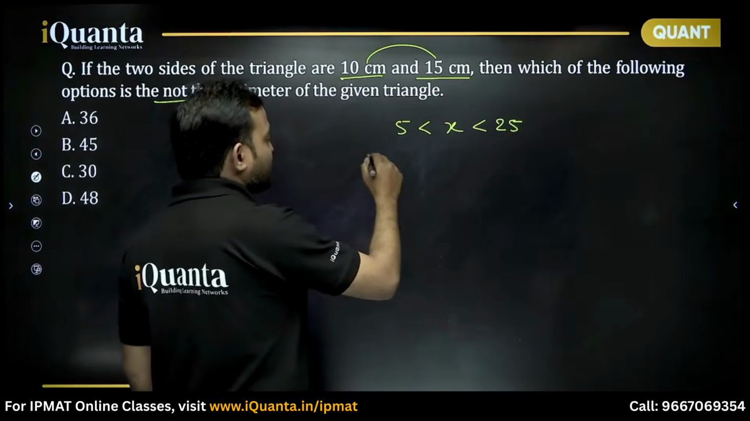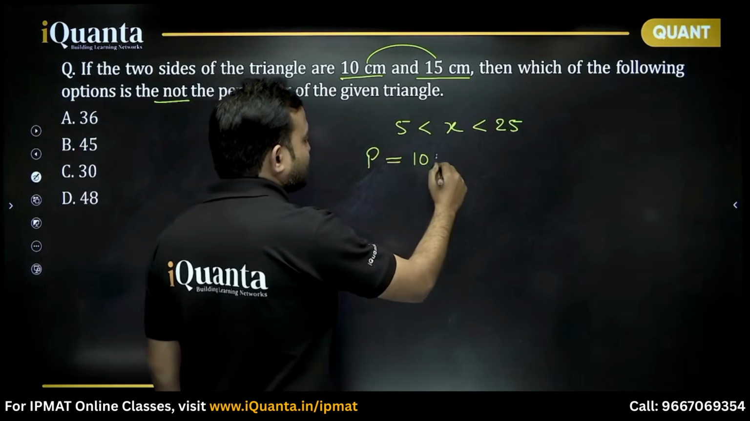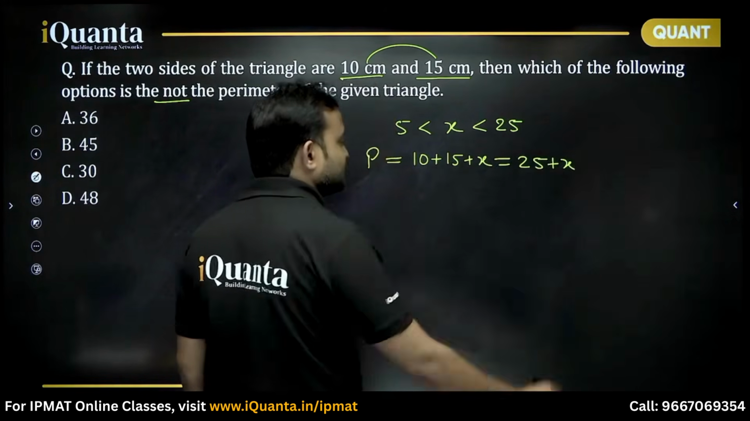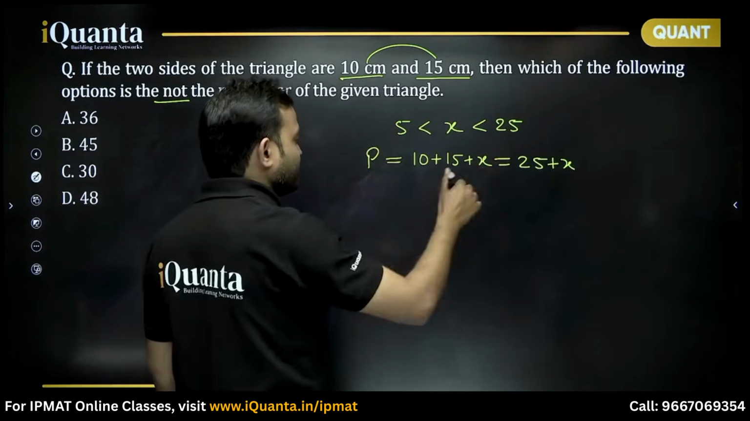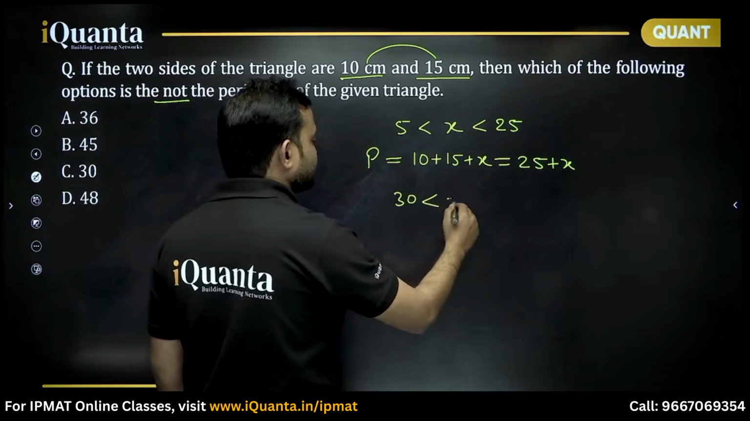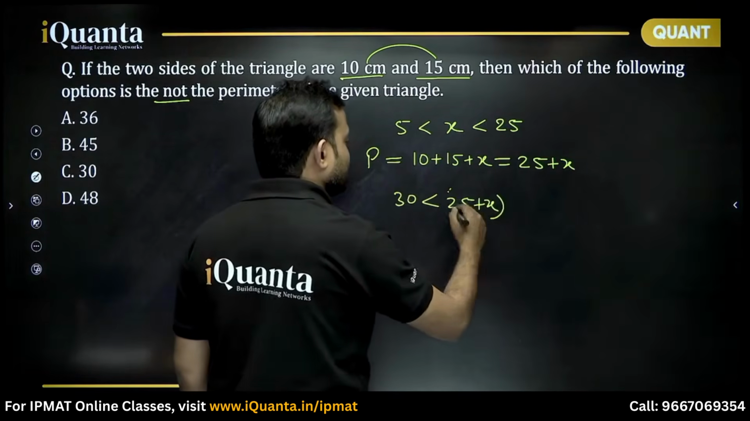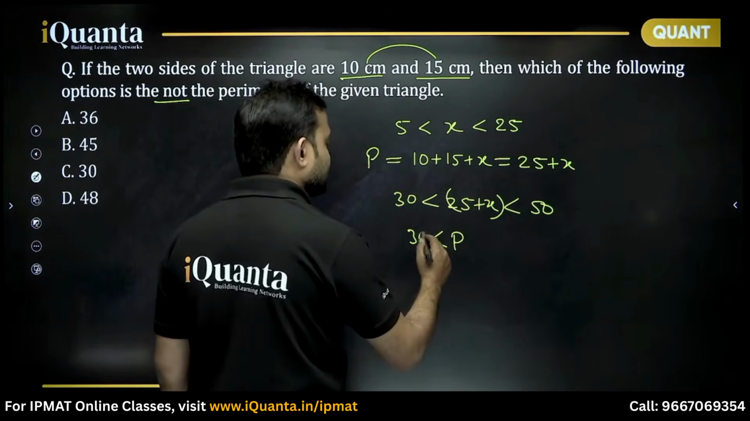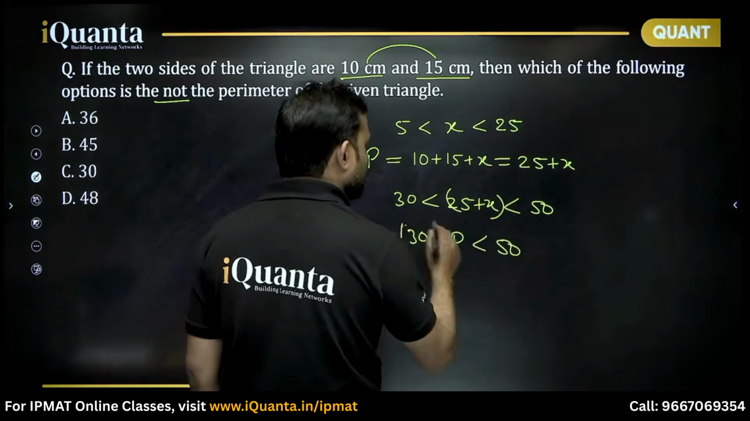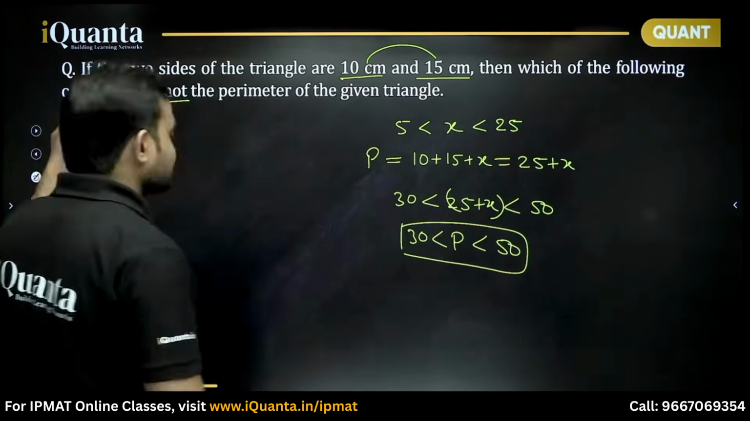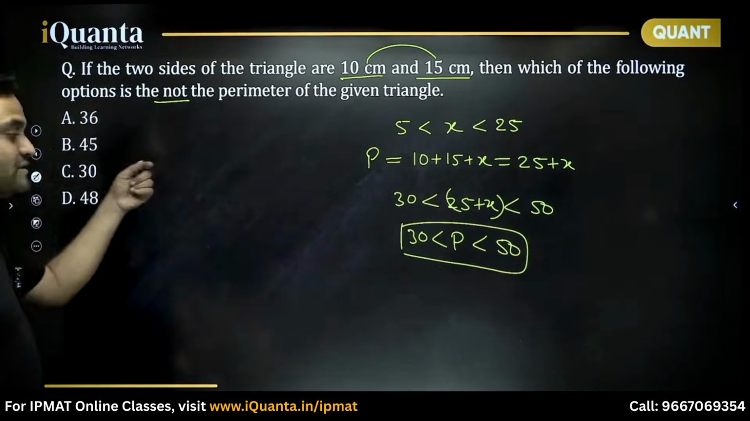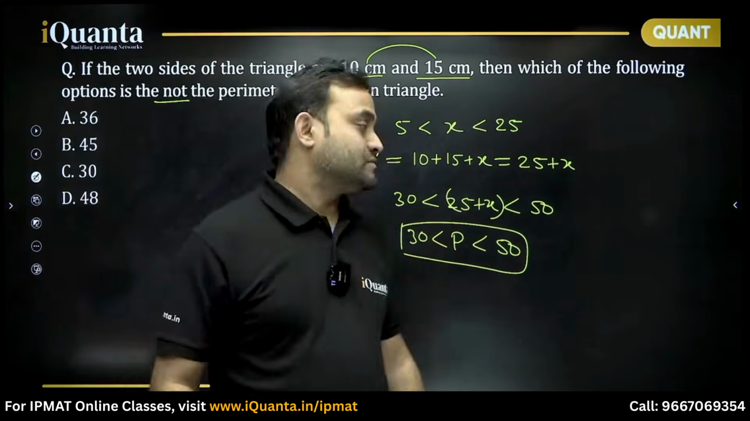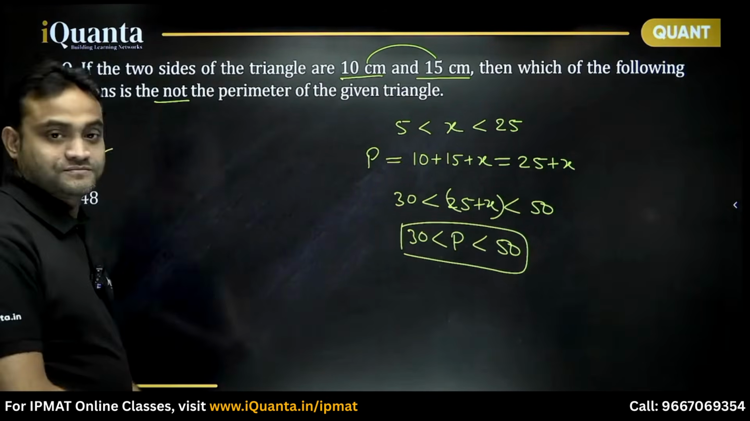And what will be our perimeter P? P will be equal to 10 plus 15 plus x, which is equal to 25 plus x. So in that case, if I add 25, it will become 30 is less than 25 plus x, which is less than 50. Or we can say perimeter P is greater than 30 and less than 50. So if we check the options, 36 is within 30 to 50, 45 is within 30 to 50, 30 is not in this range, 48 is possible. So our answer is option C.